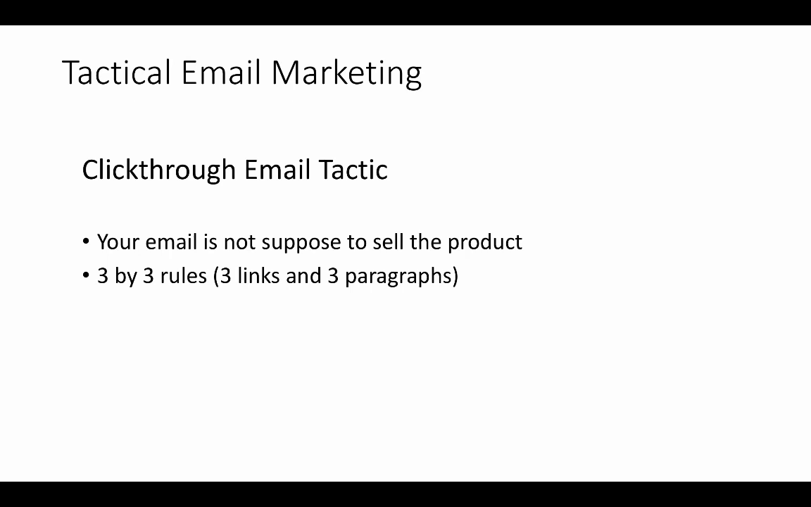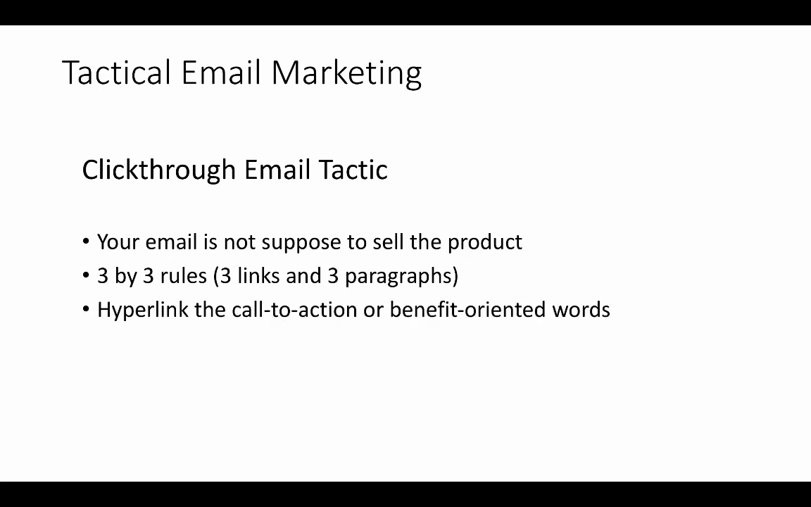First paragraph, I kind of intro about it. Second paragraph, I cover some kind of benefits. And then the third paragraph, I enforce again the call to action. And then my signature, then I may or may not have a PS there. That's it, right? And of course, I will distribute these 3 links within those 3 paragraphs, or within the whole email copy. Next, hyperlink the call to action or benefit-oriented words.